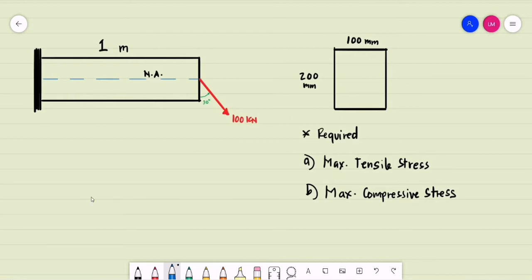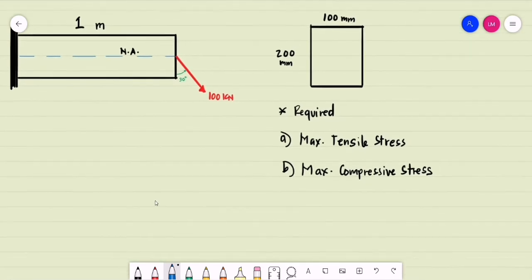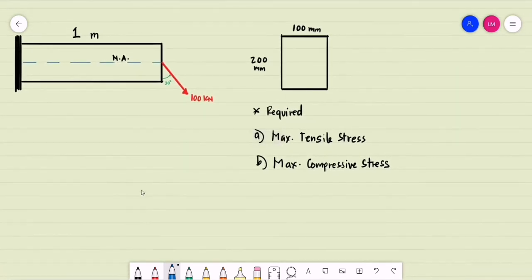Okay, good day. So let's have this example for combined stress, that is the axial plus bending. For example, we have this cantilever beam 1 meter long, loaded as shown. The beam width is 100 millimeters and the depth is 200 millimeters. We are required to compute the maximum tensile stress and the maximum compressive stress. So this is an example for combined stress.